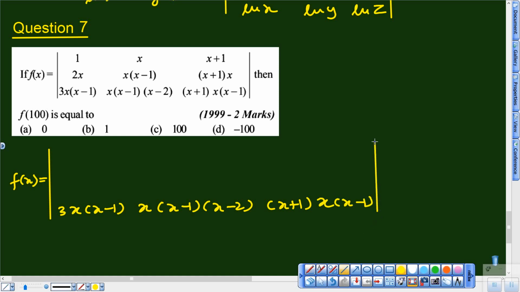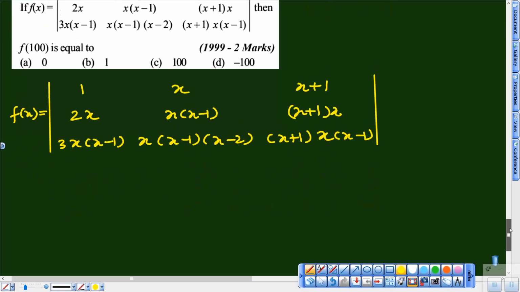So this is a long statement. Let me write the first two rows also, which are simple. The first row is 1, x, x plus 1. The second row is 2x, x minus 1, x plus 1 into x.